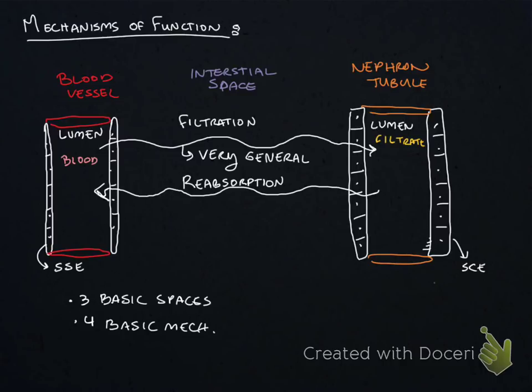So from the filtrate back to the blood. Now, let's say we move something from the blood to the interstitial space to the nephron tubule, and it is something very specific. So we're picking out something very specifically or deliberately. Then we call this secretion.